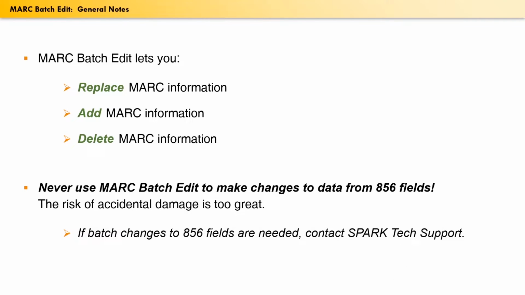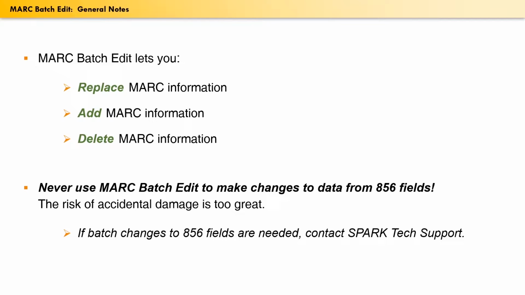MARC Batch Edit allows you to change MARC information, to add MARC information, or to delete MARC information. It applies your actions to a collection, a bunch of MARC records that you indicate. And you have the option to be very, very specific with your changes. They can be applied to a MARC field or to a subfield, both in general and to specific values.